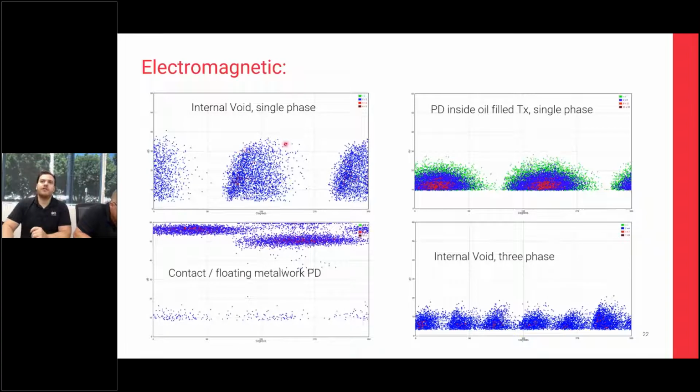You've then got things like oil and PD inside oil within a transformer. Whilst it still follows that two clusters of activity with 180-degree separation, the nature of the cluster itself is quite different. Compared to being a wave, you seem to have these clouds that are densest in the middle and emanate out from a spot. You've then got your contact type or floating metalwork signals, which follow a very different pattern.